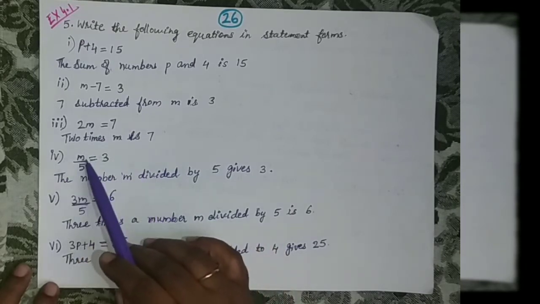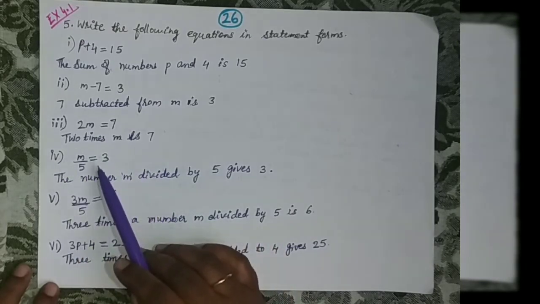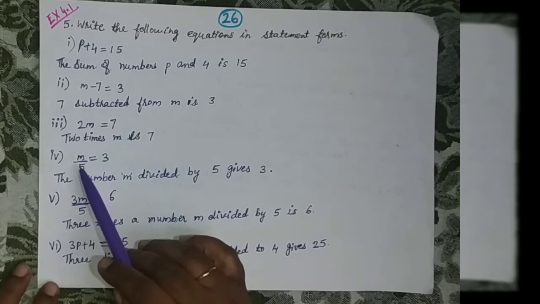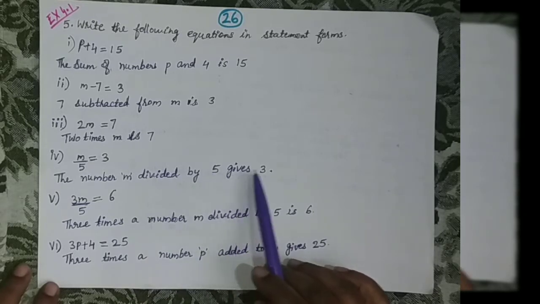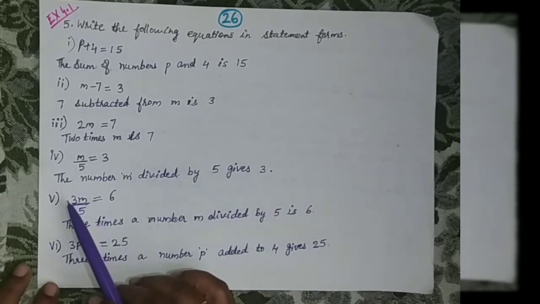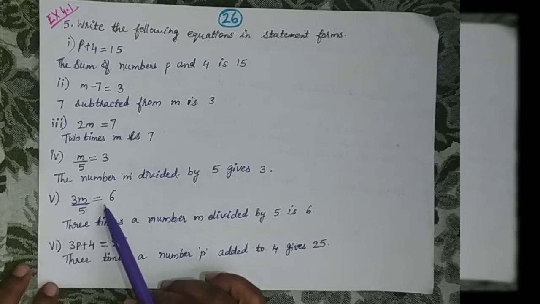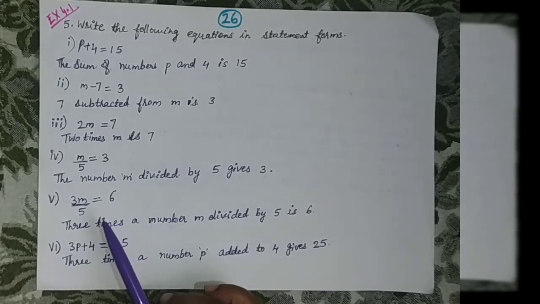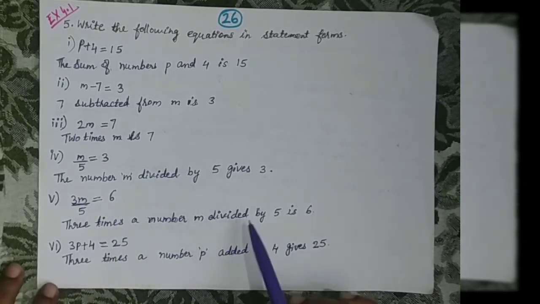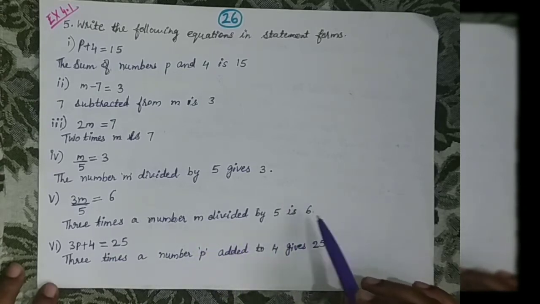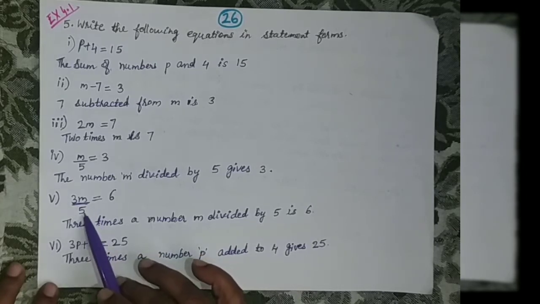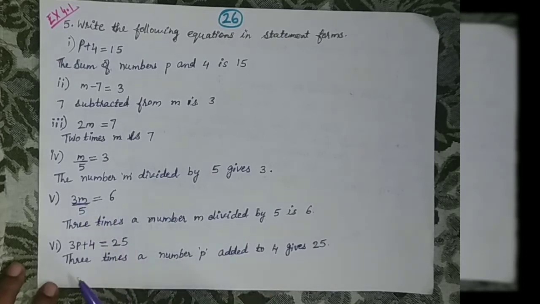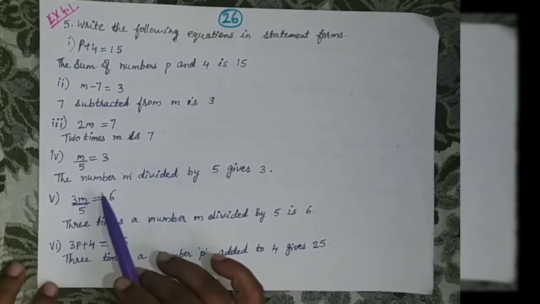Now fourth one, m divided by 5 is equal to 3. Here the variable is m, that is divided by 5. You can say the number m divided by 5 gives 3. Okay. Now fifth one, 3m divided by 5 is equal to 6. So we can write 3 times a number m divided by 5 is 6. What is that? 3 times a number m, that means 3m divided by 5 is 6. Or you can say 3 by 5 of m is 6.